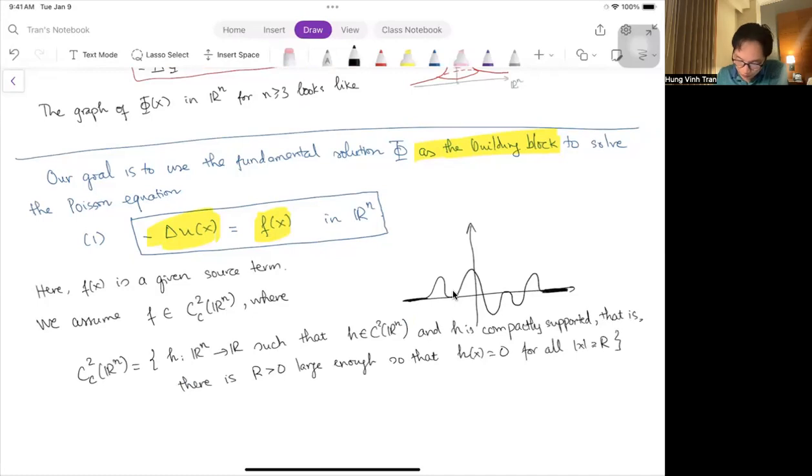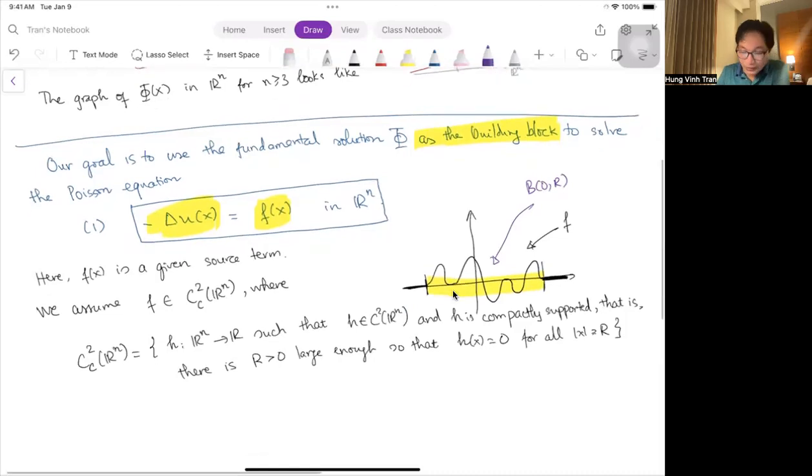So in this picture up here, for example, you can see that in this schematic picture, f can be non-zero inside this region, which represents a ball of center 0 and radius r, and f is 0 outside of the ball. So that's the assumption: essentially we assume that f is only non-zero in a ball, and 0 elsewhere.